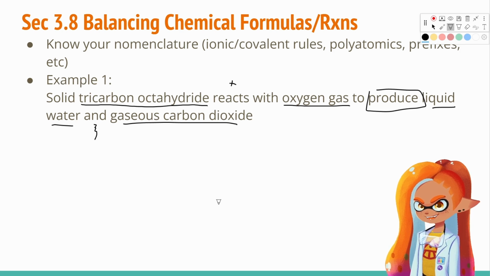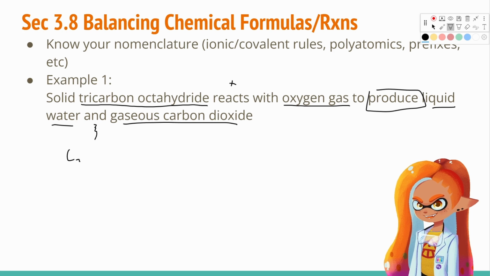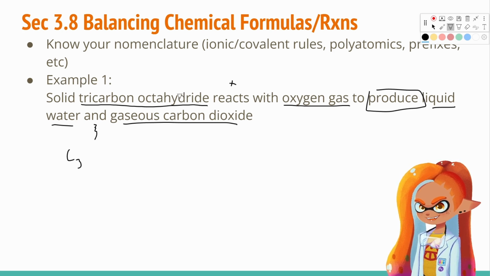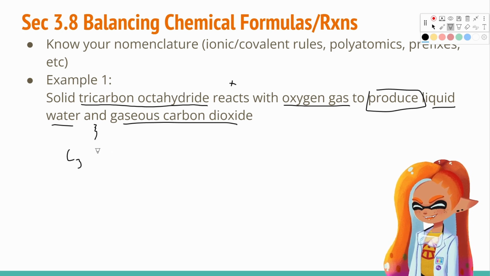So those are the species that are involved in this reaction. And so I'm going to go ahead and write down, based off the nomenclature rules, what is what. So tricarbon, that's going to be C3. Hydride is hydrogen. Octa is 8, and so that's going to be H8. And then it's a solid, so you put a little S for solid.